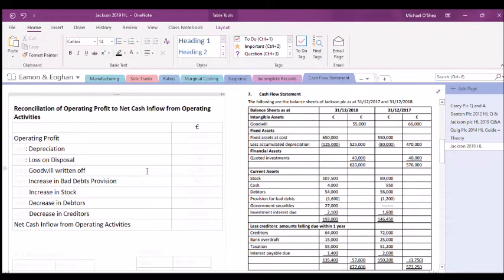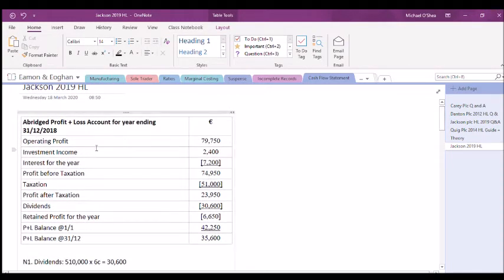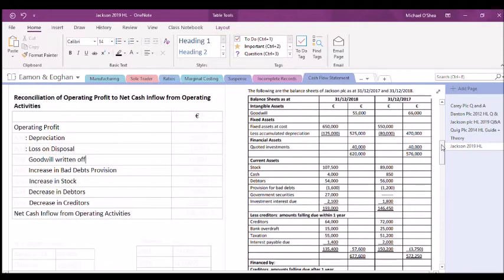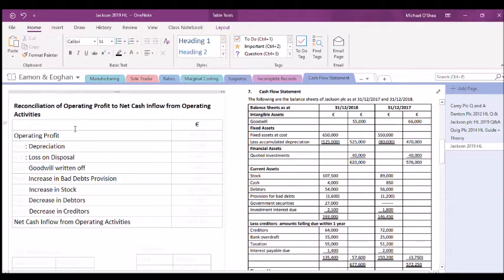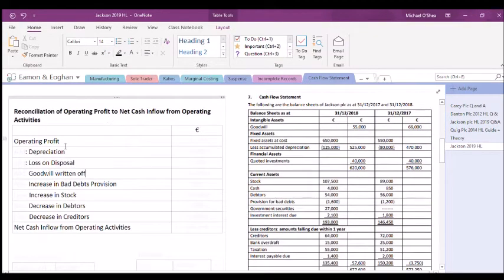This is the continuation of the cash flow statement question. First thing we looked at was our abridged profit and loss, and we got a final operating profit figure of 79,750. Now we're looking at the reconciliation of operating profit, which we had at 79,750 above, and we're working at getting from our operating profit down to our net cash inflow from operating activities. So what this means, we're trying to get from operating profit to a net cash inflow.